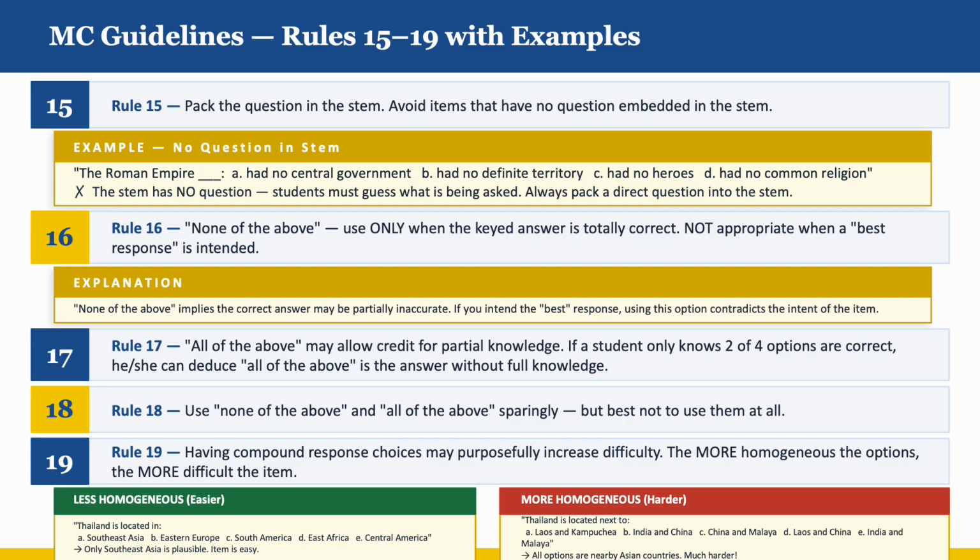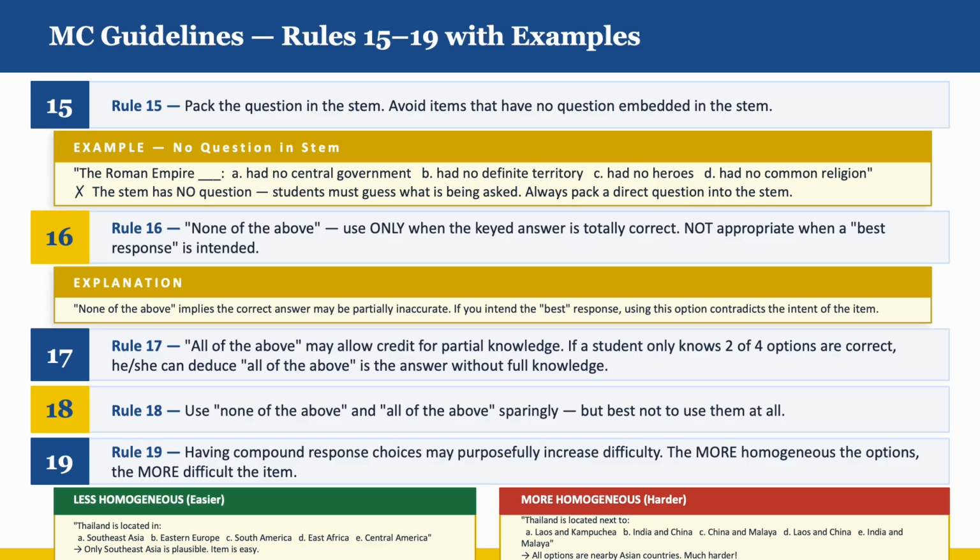Rule number 16: Use none of the above only when the correct answer is completely and unambiguously correct. So if you're asking for the best response rather than a definitely correct one, none of the above is inappropriate because it implies your answer might be partially wrong.